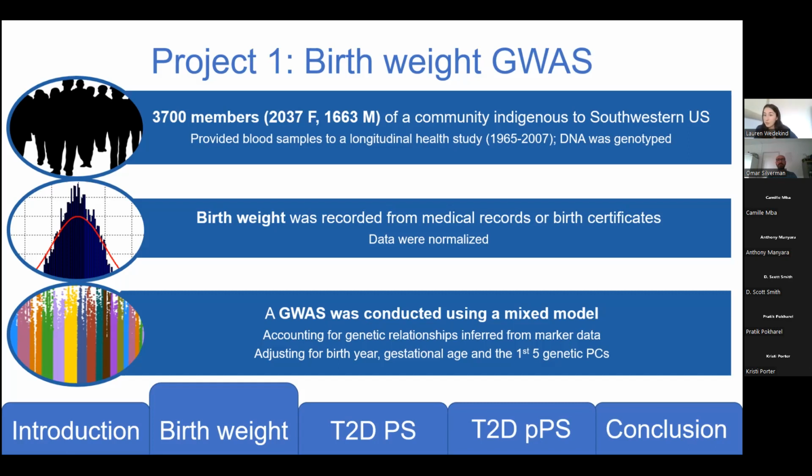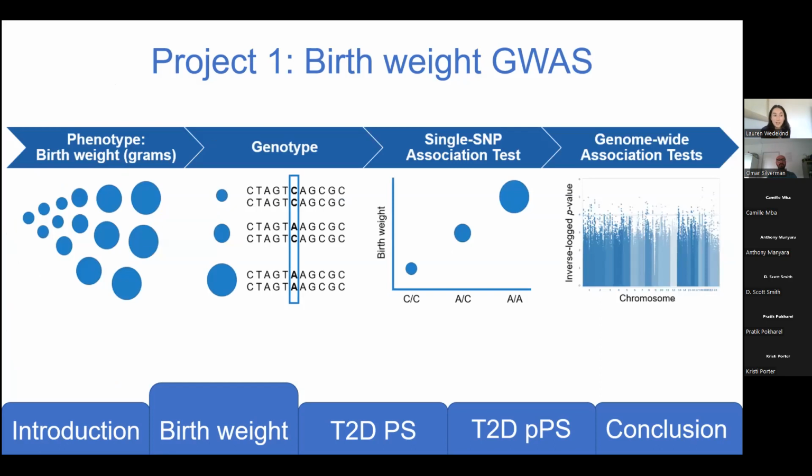So 3,700 people were included in this study, and their own birth weight was recorded from medical records or birth certificates, and a genome-wide association study was conducted. Again, the trait of interest was birth weight in grams, and then genotypes were looked at across the genome, 5 million variants. Across the whole genome, single variant association tests were done to look at whether certain letters that could vary at various points in the genome were associated, variant by variant, with birth weight, that trait of interest.